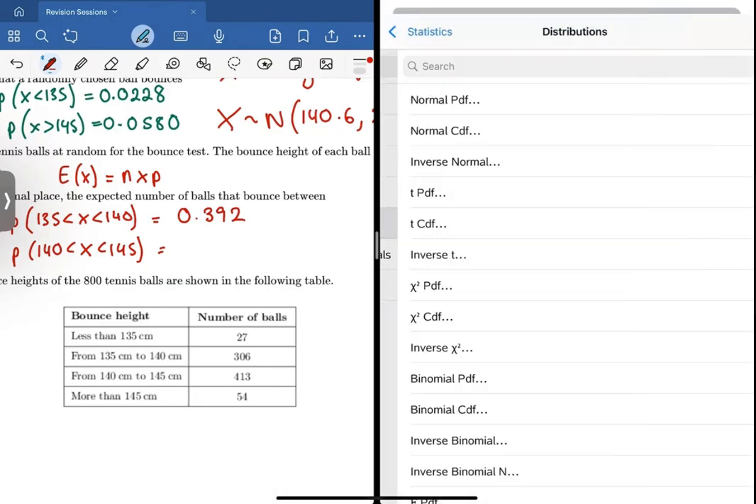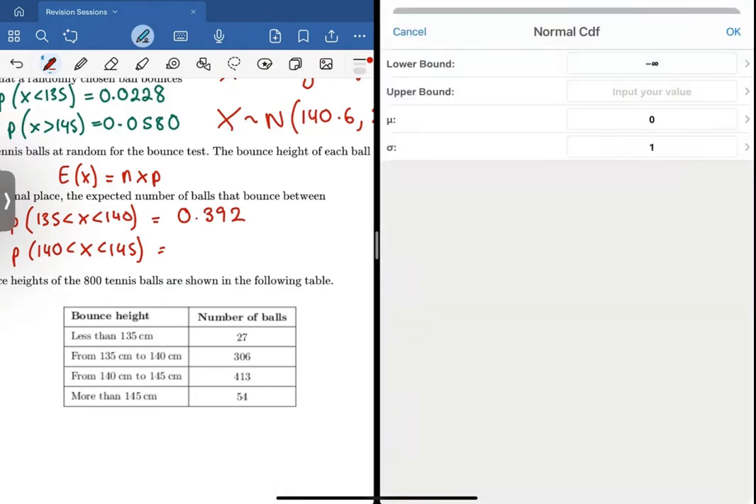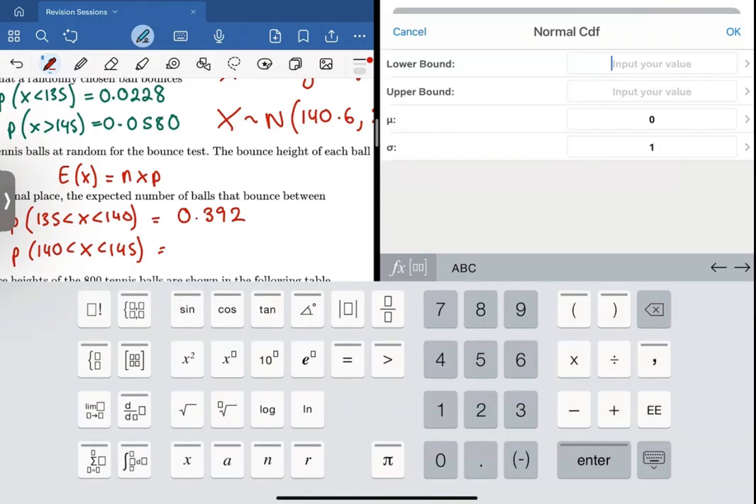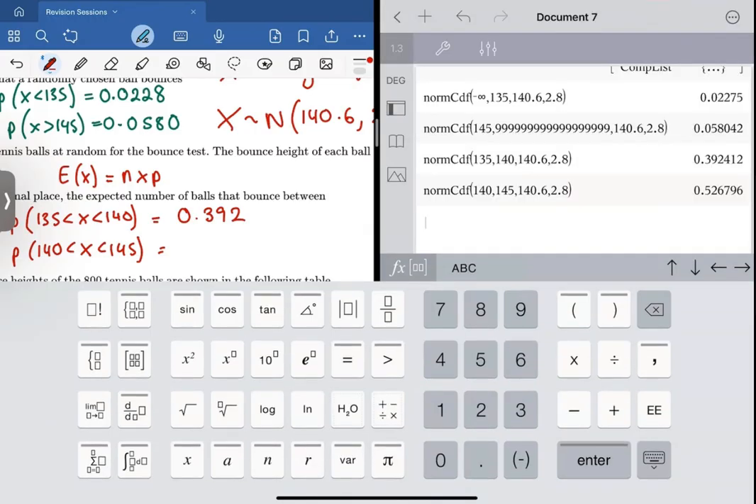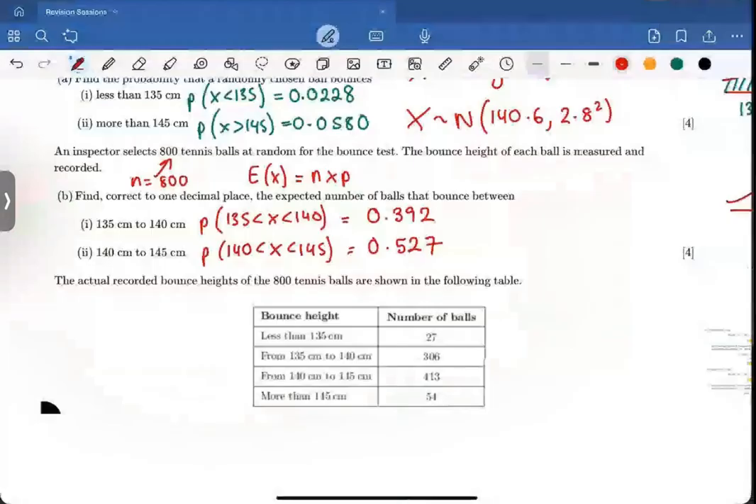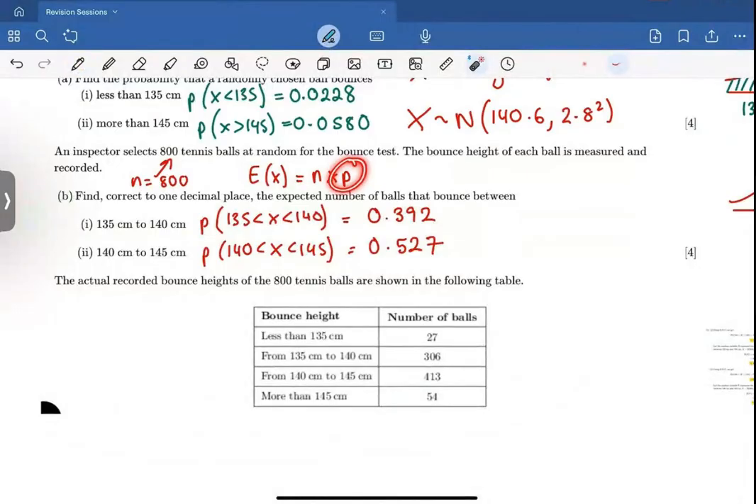Statistics, distributions, normal CDF. Lower bound is going to be 140 this time, 145 upper, 140.6, and 2.8. And we've got our last probability, 0.527. Okay, so we've got our probabilities. In our formula here, we just worked out these things.